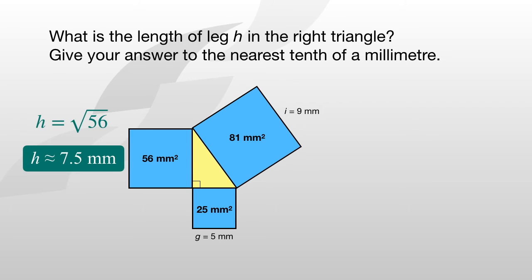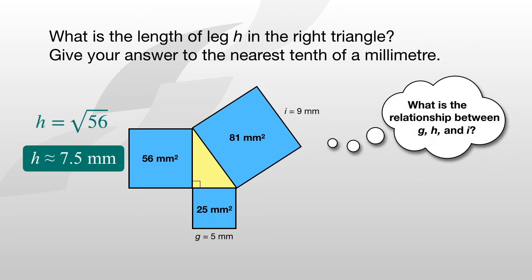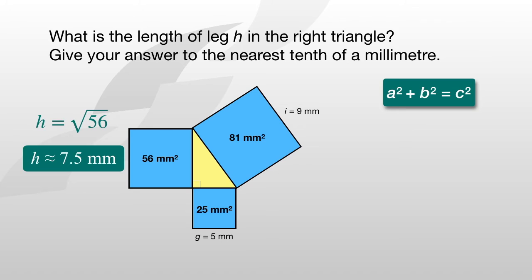Algebraically, we can write an equation showing the relationship between the side lengths and the areas of their squares. Take a moment to think about the relationship between the sides G, H, and I. We know the Pythagorean theorem as a squared plus b squared equals c squared, but in this example, G and H are the legs and I is the hypotenuse.